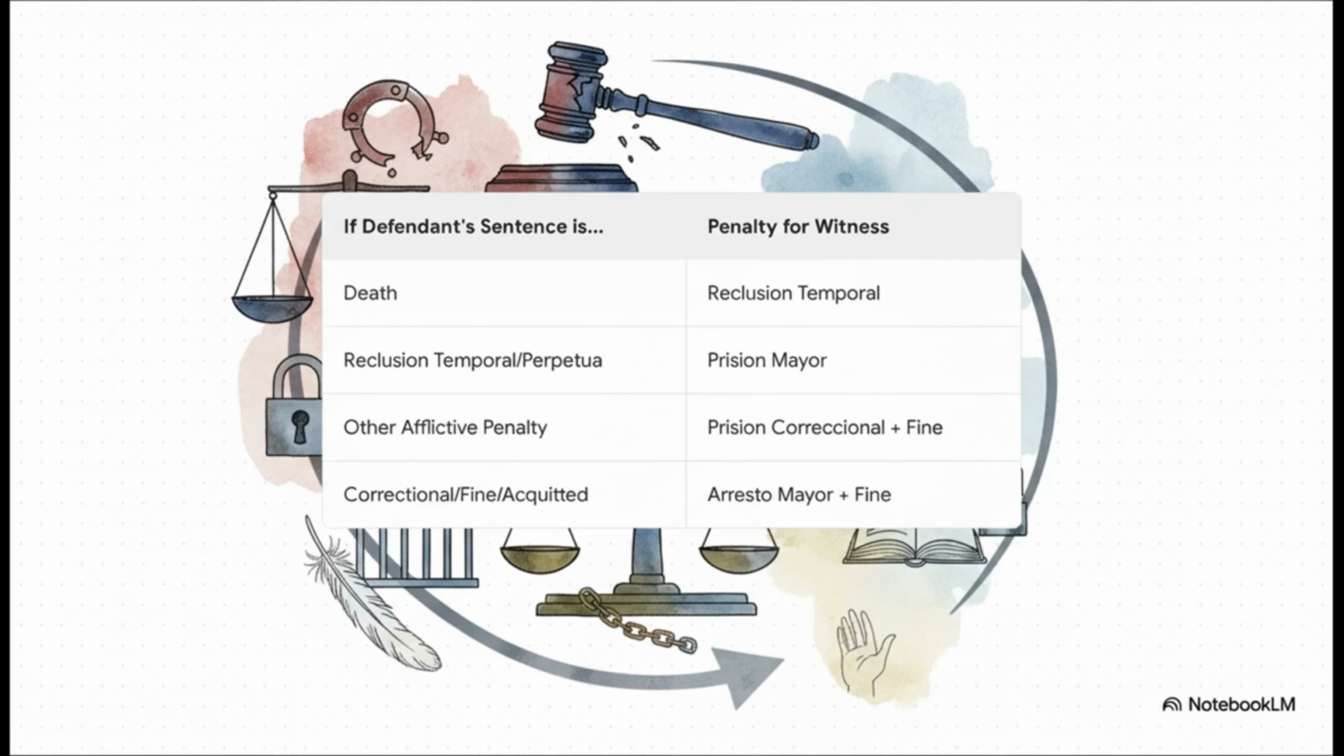If your lie results in a death sentence for someone, you, the false witness, are looking at reclusion temporale. That's a serious long-term prison sentence. If the sentence was a bit less severe, like reclusion perpetua, your penalty is prisión mayor. It just keeps scaling down, matching the harm, all the way to arresto mayor, which is a much shorter jail time if the defendant ended up getting acquitted anyway.